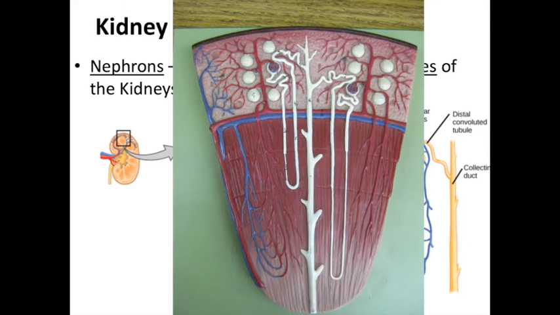Here's another picture of it from a model. In this case, we are again seeing red and blue as blood vessels, but this time the nephron is white. And we actually see two nephrons in this picture, connecting to what we call the collecting duct. Right, that's what's going to deliver urine to that renal pelvis.